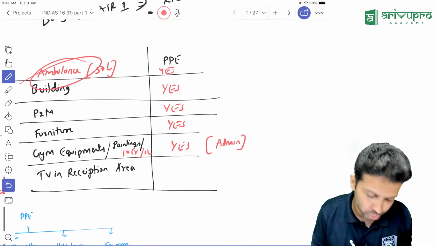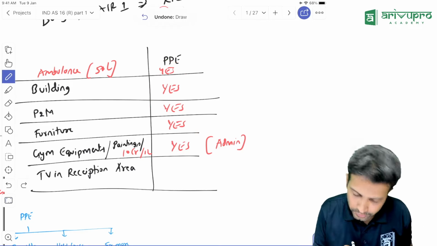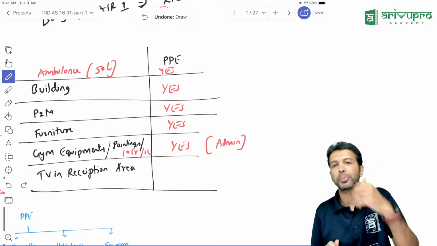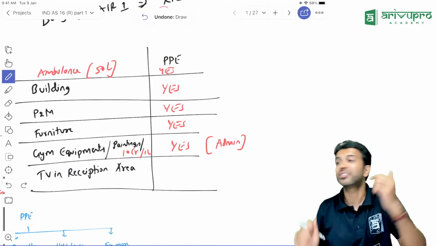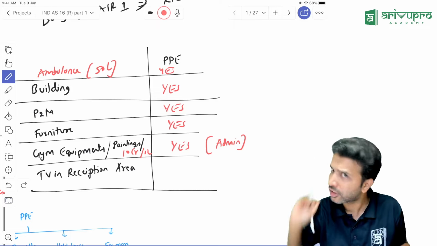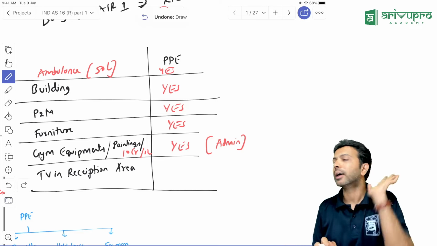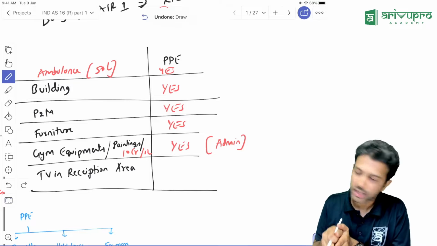Even the ambulance also. In fact, all the answers you have specified are correct. Okay. So even administrative assets, this water purifier, gym equipment, paintings, all that creative assets, whatever you have brought into the business, they are also PP only, because they come under which category? Administrative purpose category. Okay, answer is sorted.